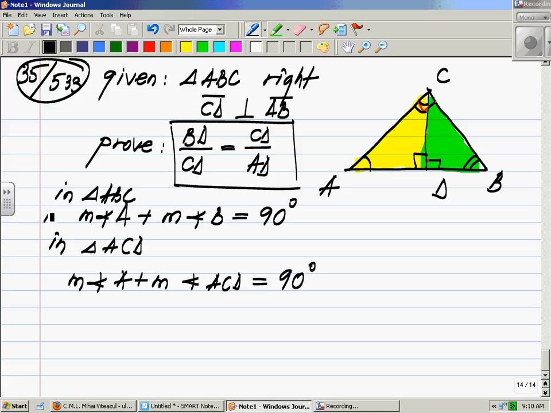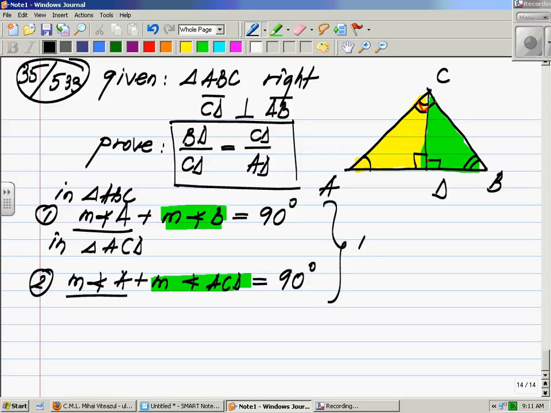Looking at the first statement and the second statement, I've got A plus angle B, and A plus another angle, both make 90 degrees. What can you tell me about this angle and this one? They're what to each other? They're congruent. So from these two statements, I can tell you that the measure of angle B is the same as the measure of angle ACD.